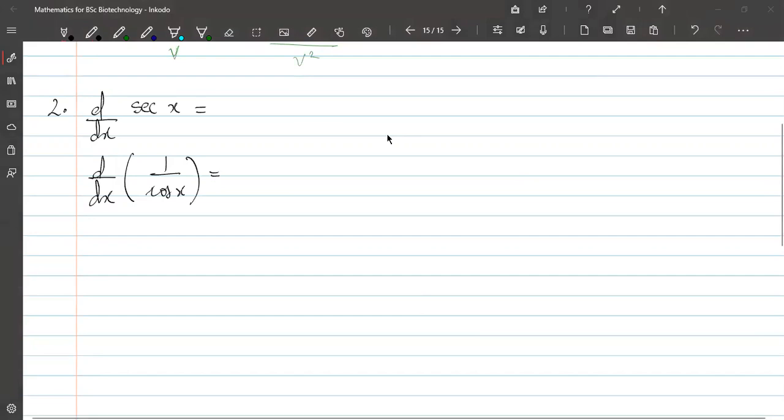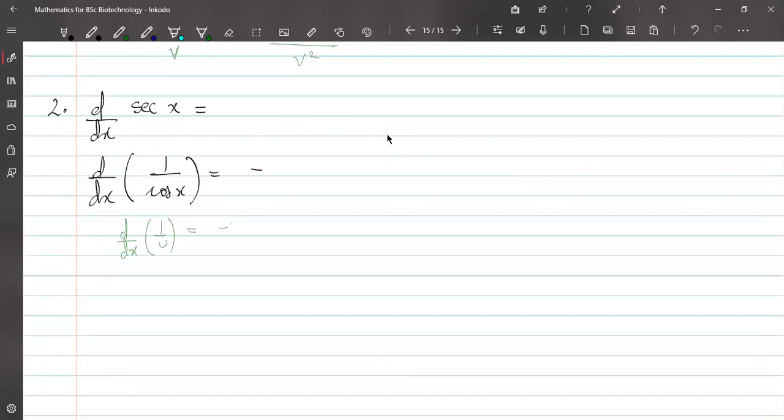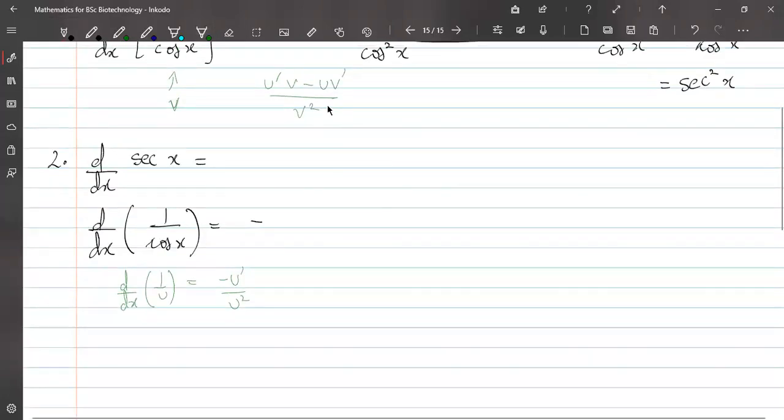Derivative of 1 by u with respect to x is minus u dash by u square, right? Or you can use quotient rule, only that this term would be 0 because u is 1, so u dash will be 0. What is the derivative of a constant? Rate of change of a constant? 0. You should know this, but also it's obvious, right? A constant is something that does not change, so its rate of change is 0.